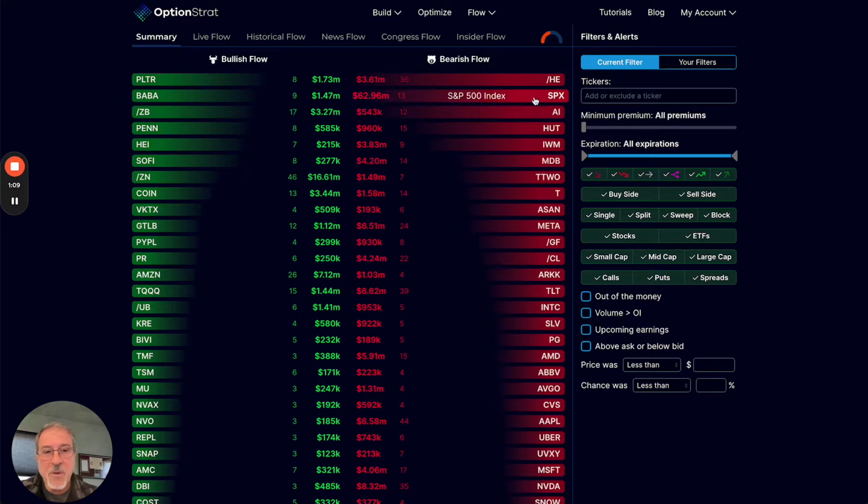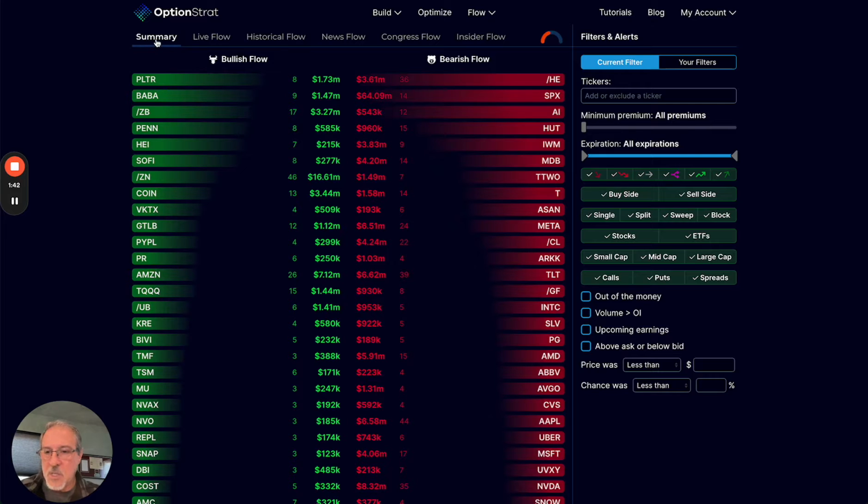The other thing you'll notice here, this symbol that has a slash in front of it. These are the new futures products that are now included in OptionStrat as well. So if you are a futures or commodity trader, you now have that information in here also. /ZB, which is the 30-year Treasury bond. So again, a lot of cool stuff in here, and this is updating information in real time.